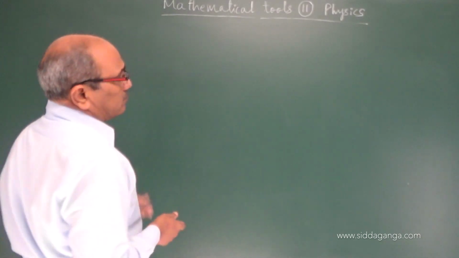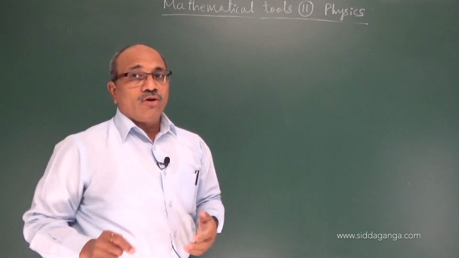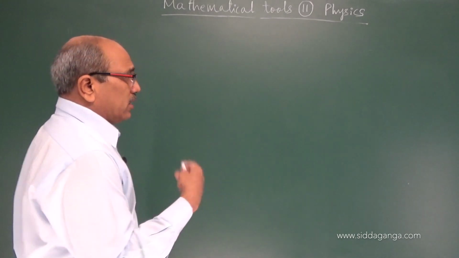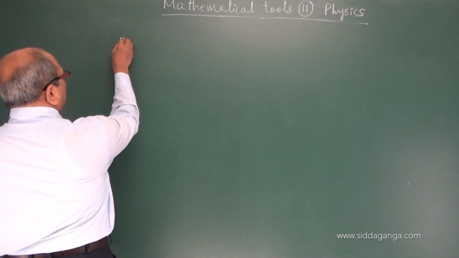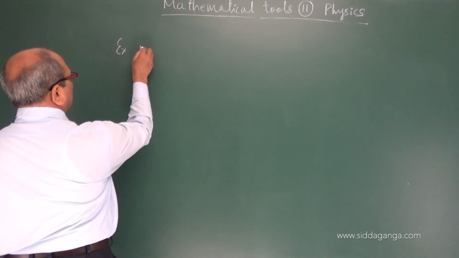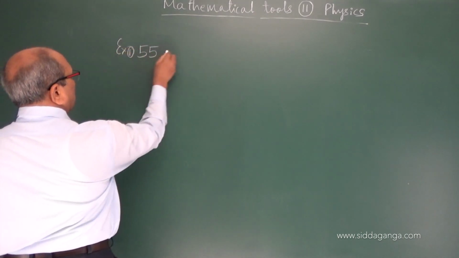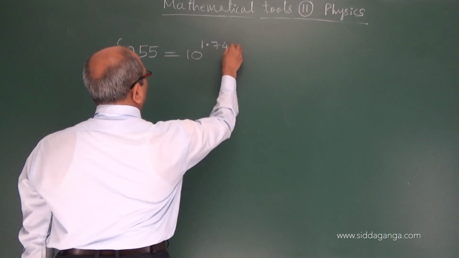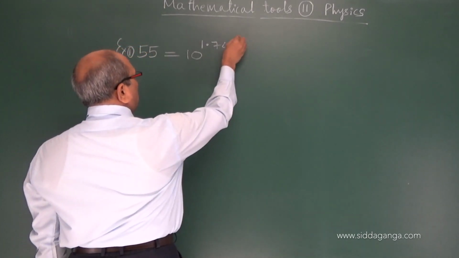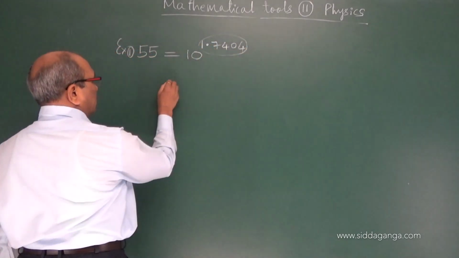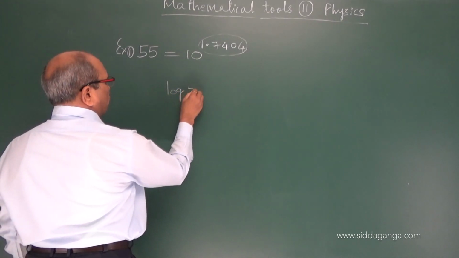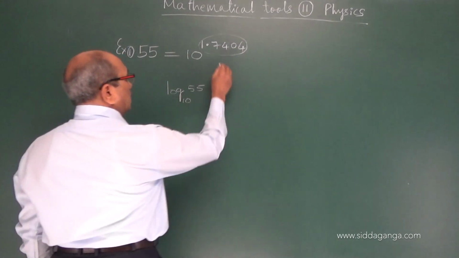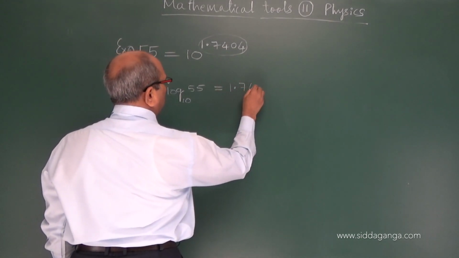So I am saying how to use logarithms for product and division to find out. Logarithm means powers of 10 expressed. Take the same example. If I am writing 55 as a 10 power 1.7404, I call this the log of that. That means if I write log of 55 to the base 10, it is nothing but 1.7404.